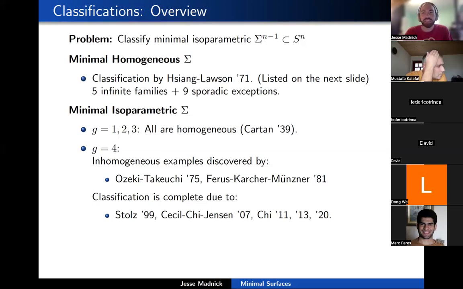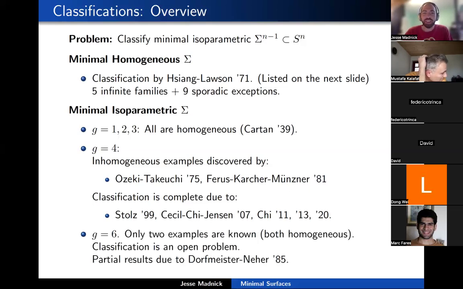What about g equals 6? So g equals 4 is extremely complicated. What about g equals 6? That's an open question. Only 2 examples are known. Both are homogeneous. One is in the 7-sphere, the other is in the 13-sphere. As far as I'm aware, those are the only spheres that can occur. And my understanding is that the g equals 6 isoparametric hypersurfaces in S^7 are classified. So the only remaining case is that of the 13-sphere.